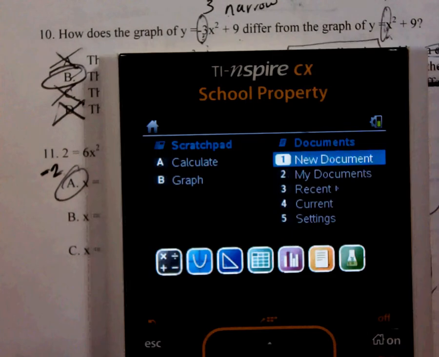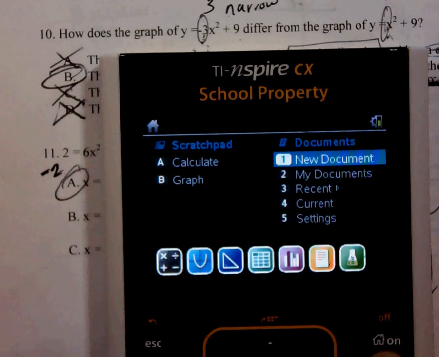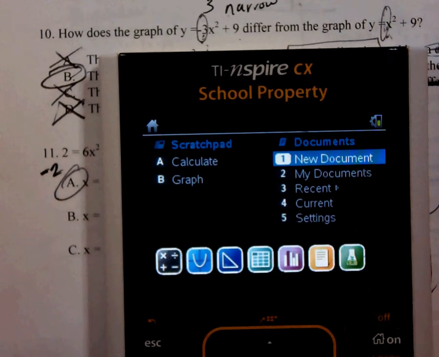I can do menu. Let's first go to the right screen, sorry. There we go.